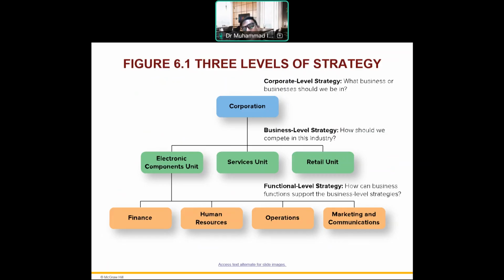What the corporate level decides, those decisions come to the business level strategy. Then the actual implementations will be done by function level people. Here, like the finance department, human resource department, operation department, marketing and communication departments. So here is the actual implementation of the strategy which we develop at corporate level strategy.